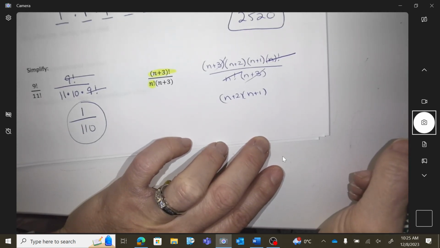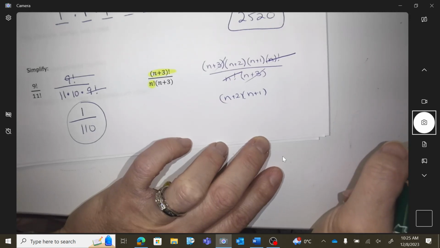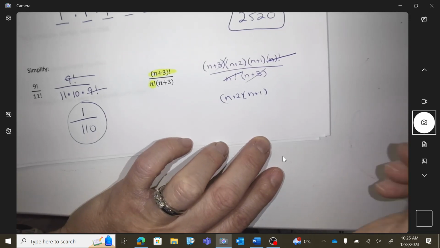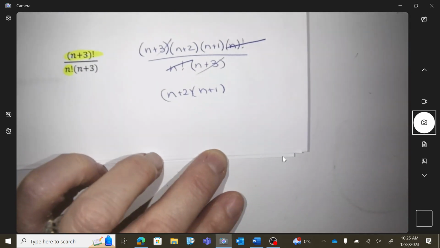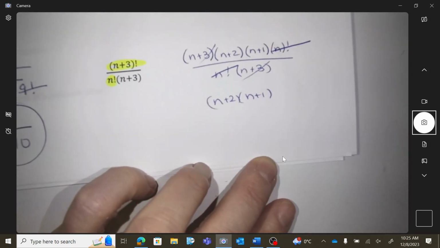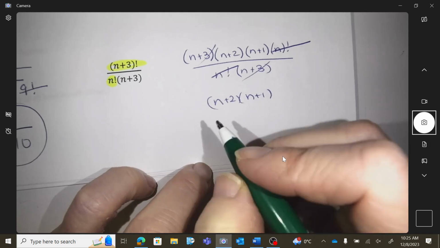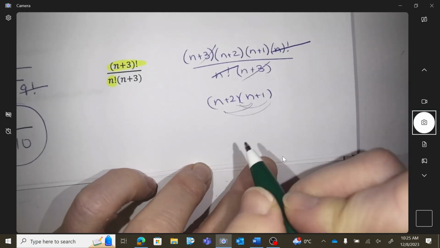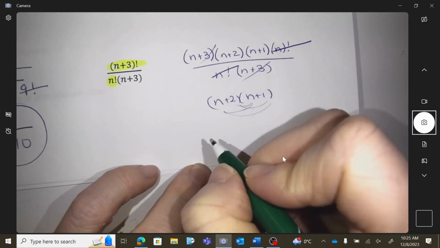But the word in the question says to simplify this. So what would you do to simplify? What does simplify mean in math? I'm going to have to FOIL that out, multiply it.